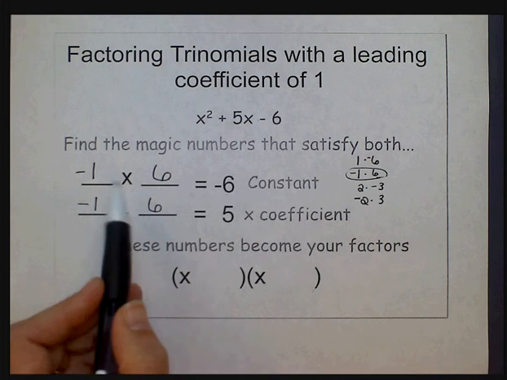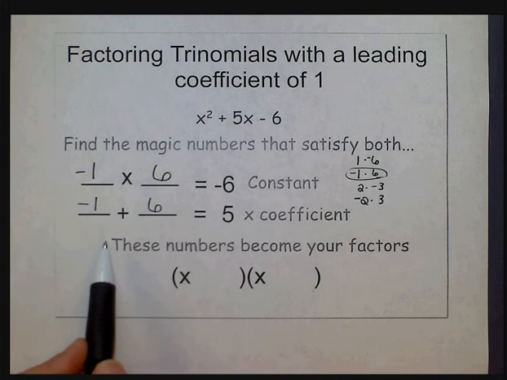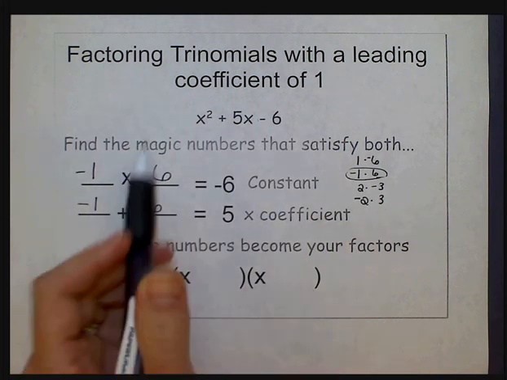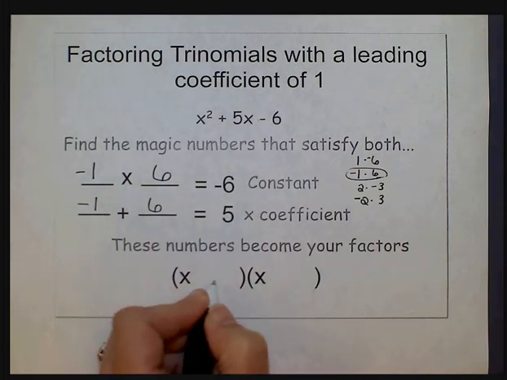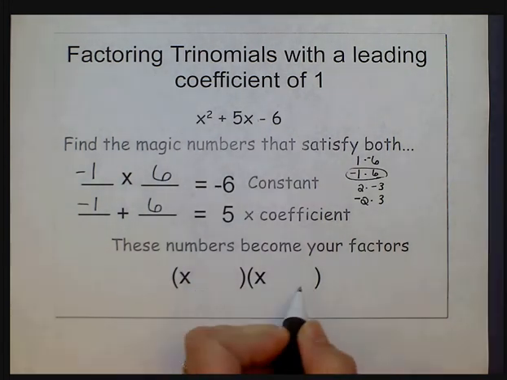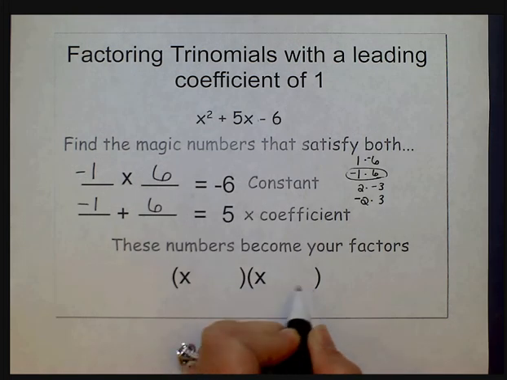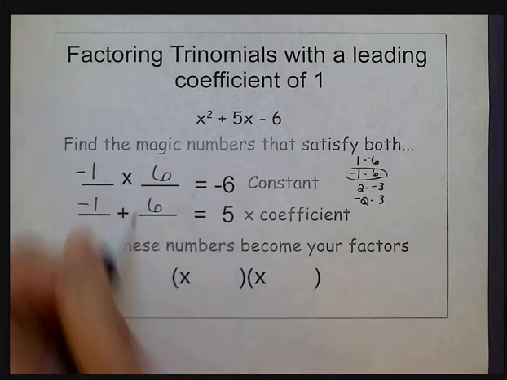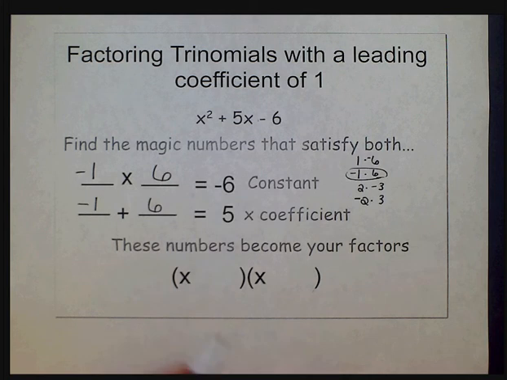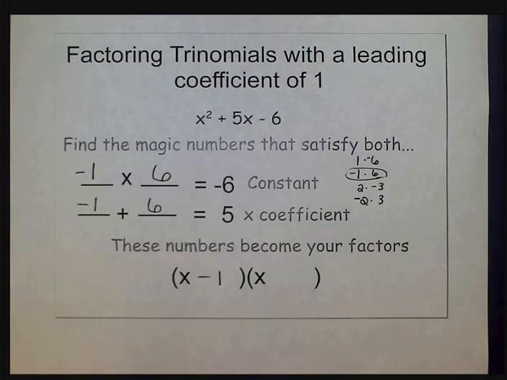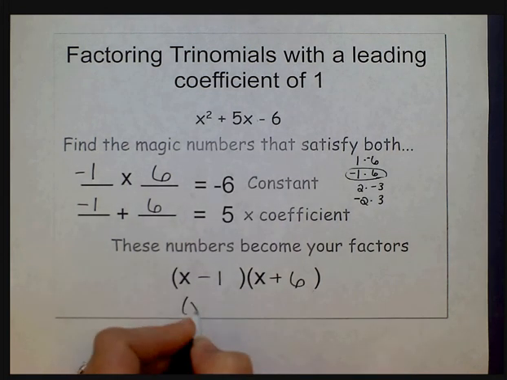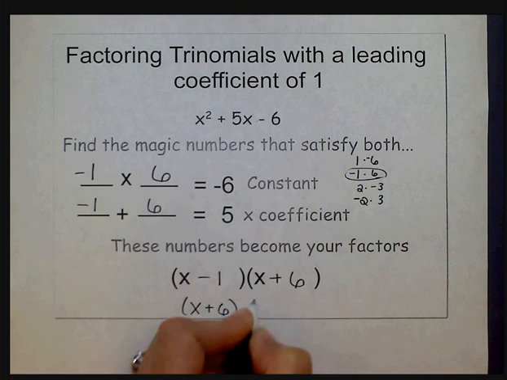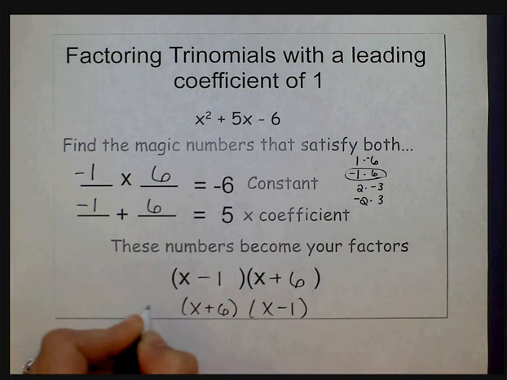Once you find these magic numbers, they become part of your factor. When the leading coefficient is 1, you always have x plus or minus a number times x plus or minus a number. And the numbers that you plug in here are your magic numbers you found in the first step. So our factors will be x minus 1 times x plus 6. It does not matter what order you put these in. You could have also done x plus 6 times x minus 1.